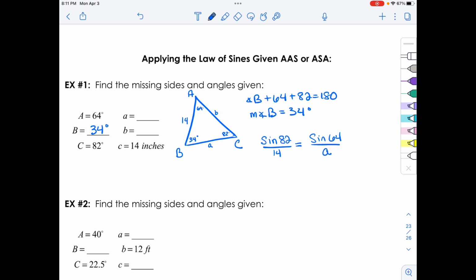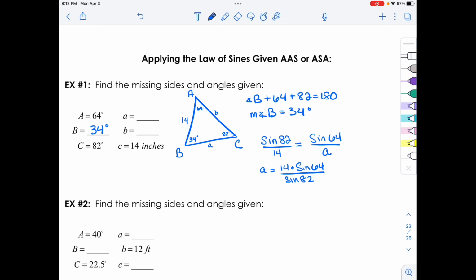And I can solve this by cross multiplying and then dividing to get little a by itself. So a equals 14 times the sine of 64 divided by the sine of 82. I'm going to pop that into my calculator. Make sure that you're in degree mode. Remember, we were working with radians recently, so you might not be.